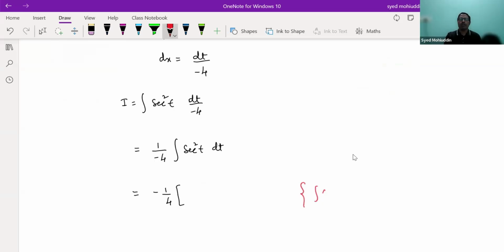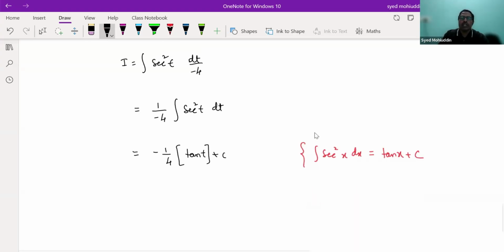However, this minus 1 by 4 will remain as it is. Now the question is, what is the integral of secant square of x into dx? That is the standard formula. The standard formula for secant square of x will be tan x plus c. Therefore, secant square of t will give us tan t plus the constant c. If you want, you can just write that c outside. So minus 1 by 4, this becomes tan t plus the constant of integration c.